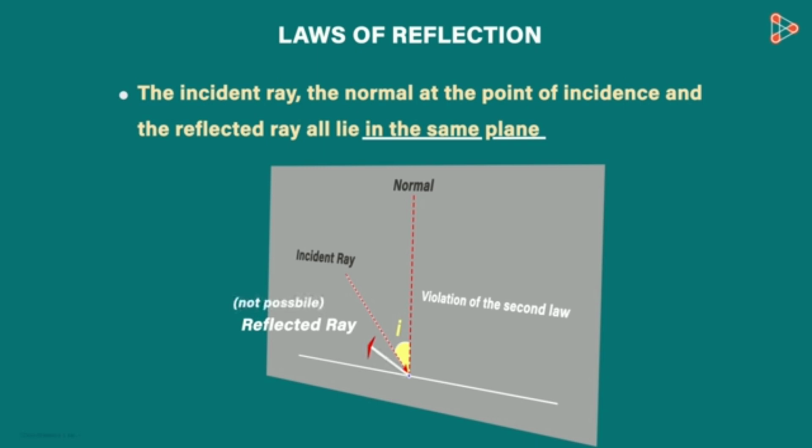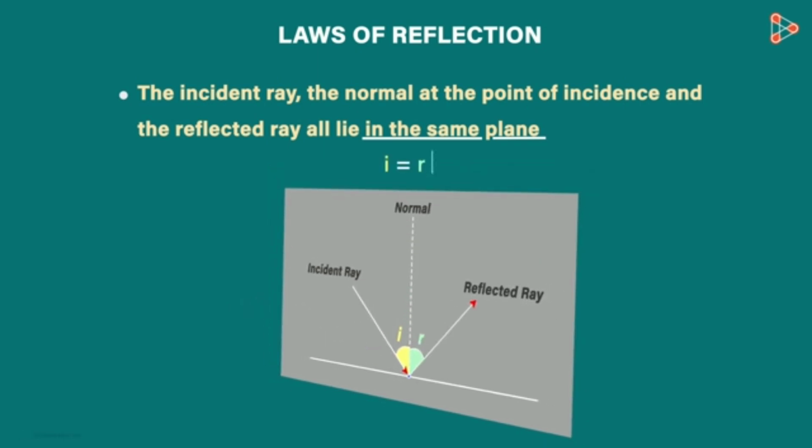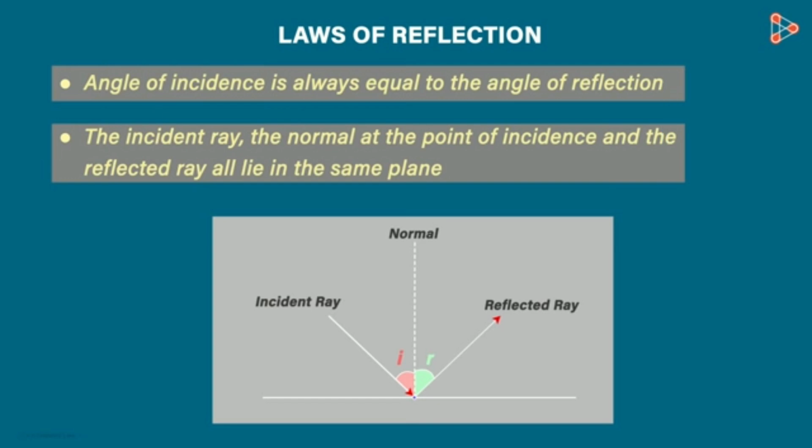The incident ray and normal are in the plane of the paper, whereas the reflected ray is not in this plane. This violates our second law, and hence this ray will not be reflected in that direction. This is just not possible. It can only be like this. I will be equal to R, and they will lie on the same plane. I hope both the laws are clear now. In the next lesson, we will see an experiment based on this concept which you can easily perform at home.